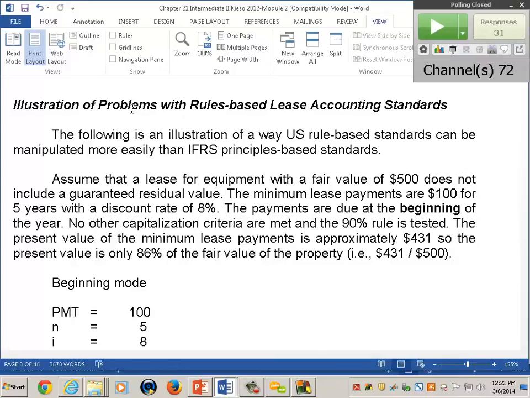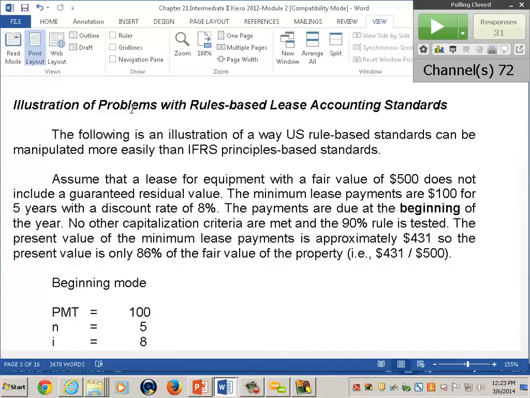Assume that we are in negotiations for a piece of equipment with a fair value of $500. There is no residual. The lease payments are $100 for 5 years, the discount rate is 8%. Payments are due at the beginning of the year. No other conditions are met. No transfer of ownership, no bargain purchase option. The 75% test is not met. Now we want to test the 90% test.